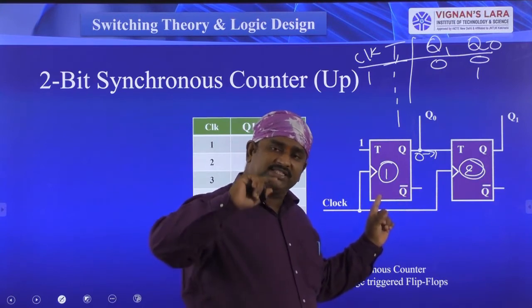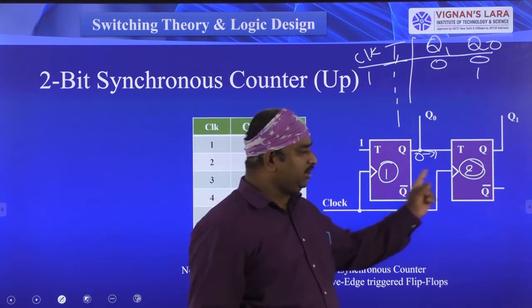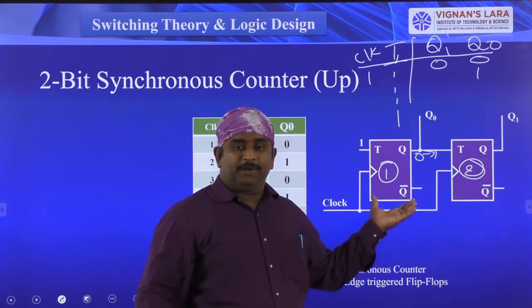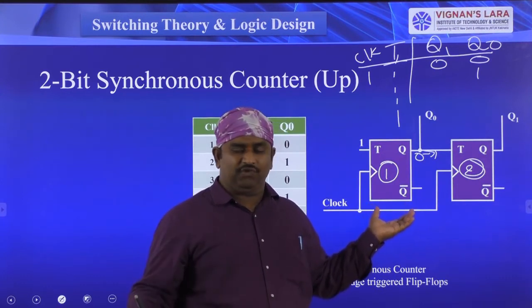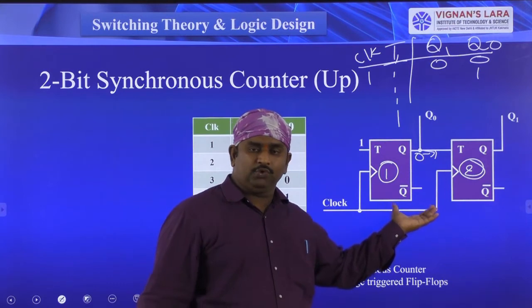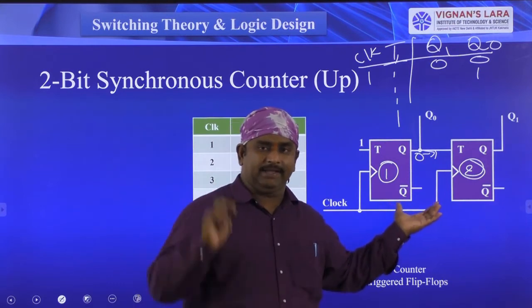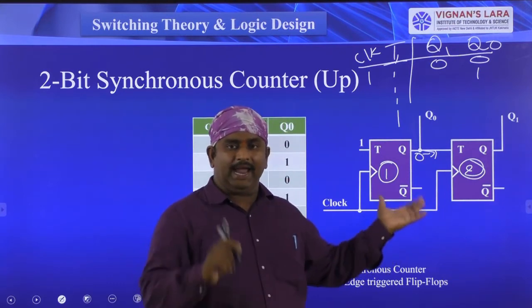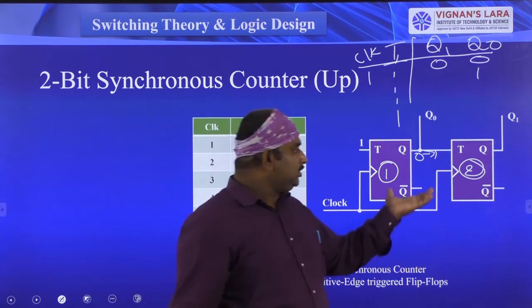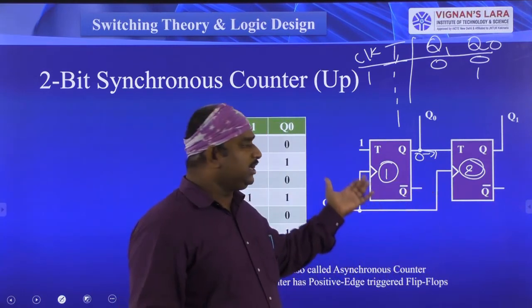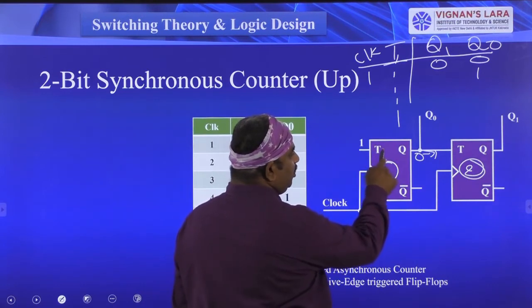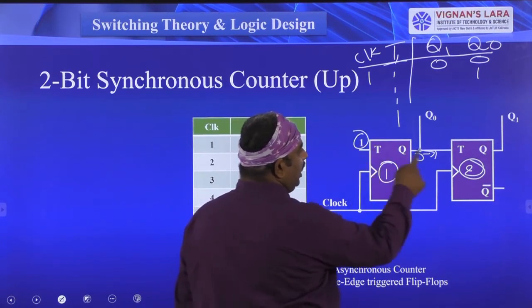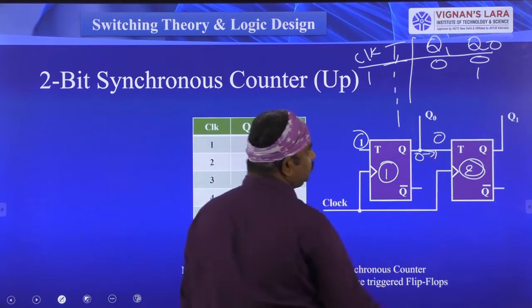I have given a single clock signal for these two flip-flops. Previously, the second flip-flop waited for the first flip-flop output, but now these two flip-flops are working at the same time. So when you have given the clock signal, at that particular time the input of the first flip-flop is equal to 1 and the second flip-flop input is equal to 0.